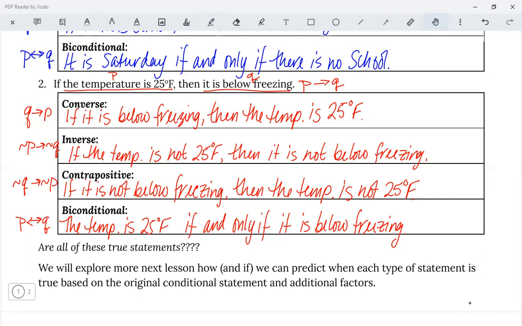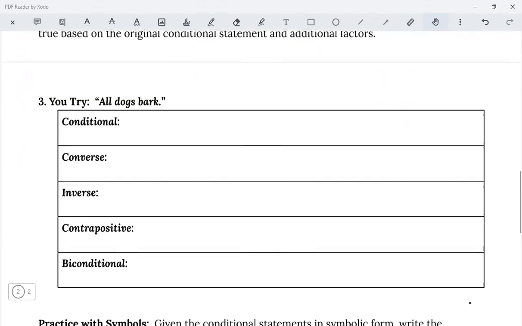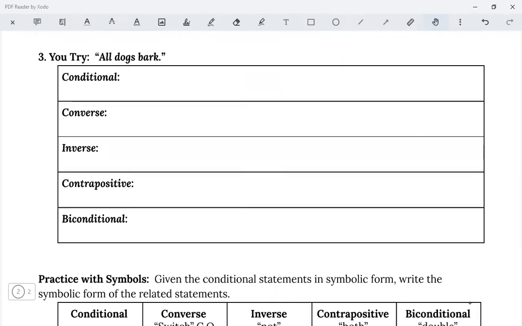All right, so at this point, I'm going to have you go ahead and pause the video. And I want you to try out number 3. Before you try out number 3, though, let me scroll down to that one. It's asking you to do this with the statement, all dogs bark. Well, wait a second. All dogs bark. Well, that's actually not an if-then form. So we should probably write it in if-then form.